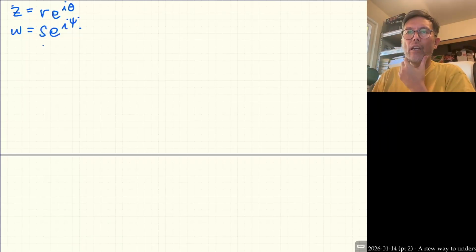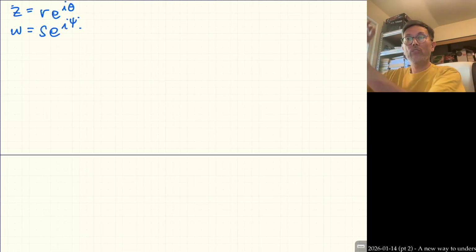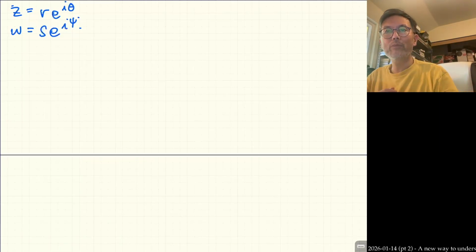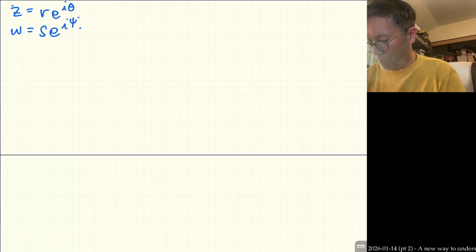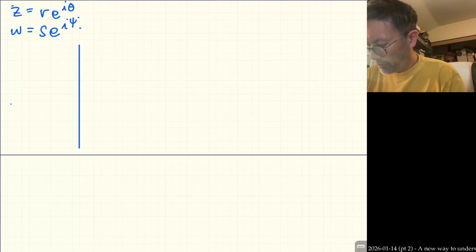In particular, s is the modulus of w, r is the modulus of z, and theta and psi are the associated arguments in our exponential terms, or the angular terms. If I'm drawing a picture here, and maybe I should do that, it'll look something like this. Just draw a big picture here. Always good to do.